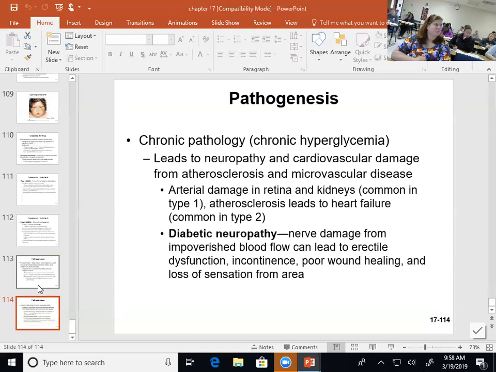Ischemia means lack of circulation to the tissues, right? Ischemic attacks. So that can lead to gas gangrene, all those things.